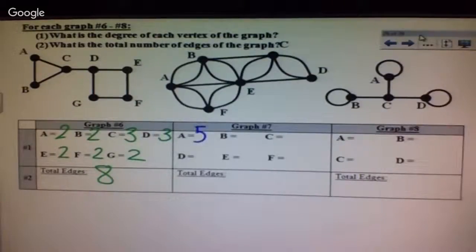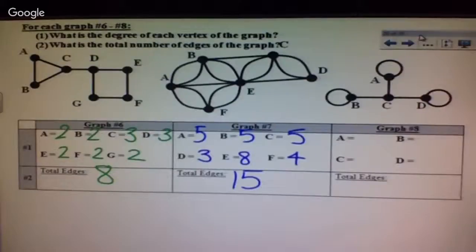5. What was B? 5. C, 5. D, 3. E, 8. And F, 4. And how many total edges? 15. Okay. Graph 8 then.